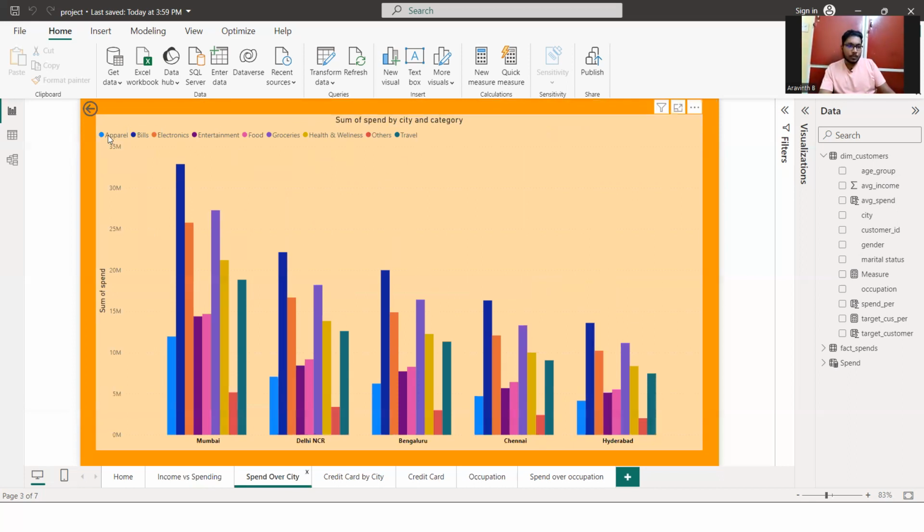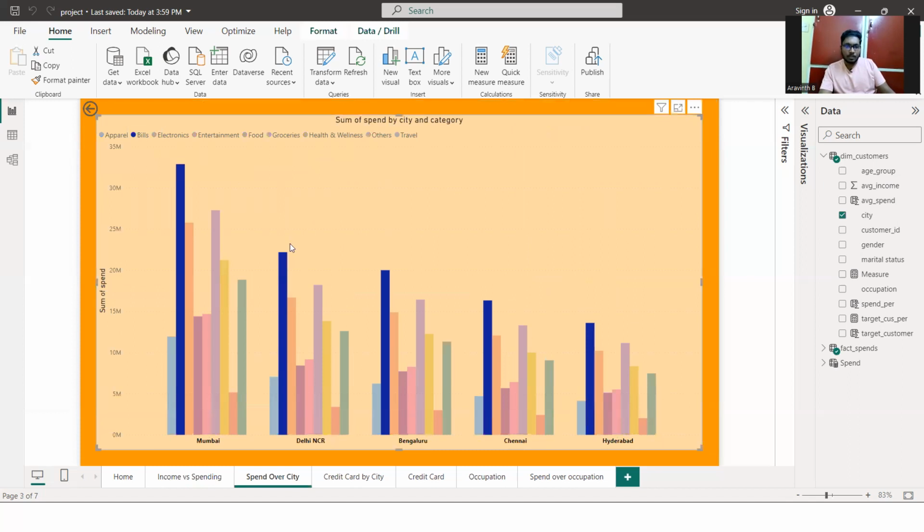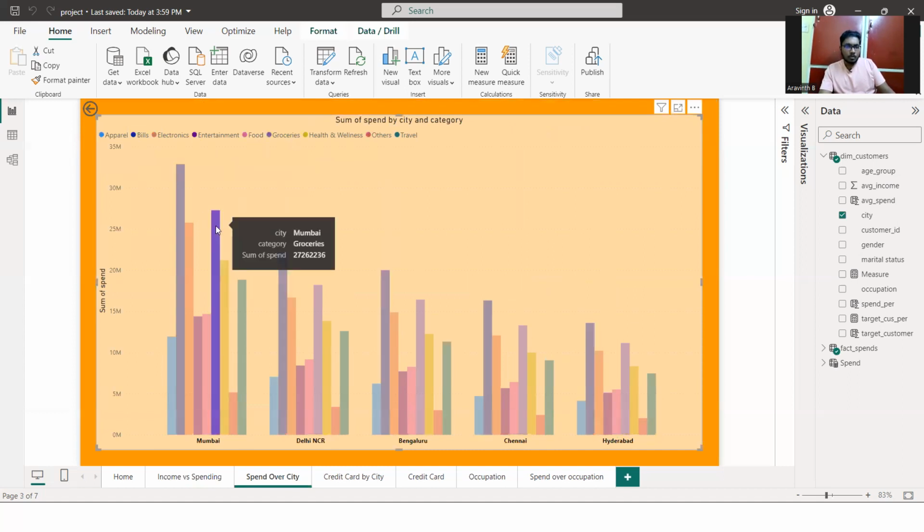In which category they are spending the most, it comes around the same pattern. For bills, every city has its highest amount of spending on bills. Next to billing we have groceries. People use their credit cards for buying their grocery items in every city, and there is a gradually decreasing pattern for each category of items they purchase.